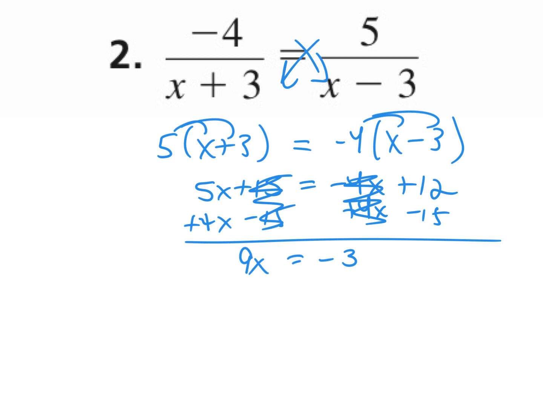Now when I divide both sides by 9, my answer is not negative 3, guys. What's negative 3 divided by 9? Negative 1/3. Perfect. So negative 1/3.